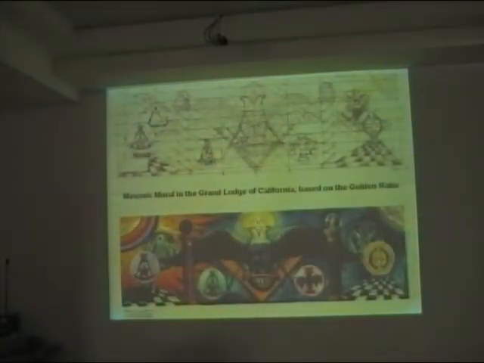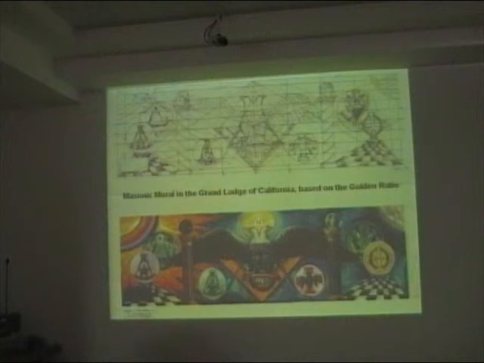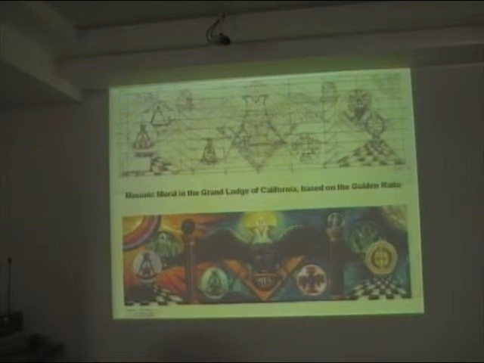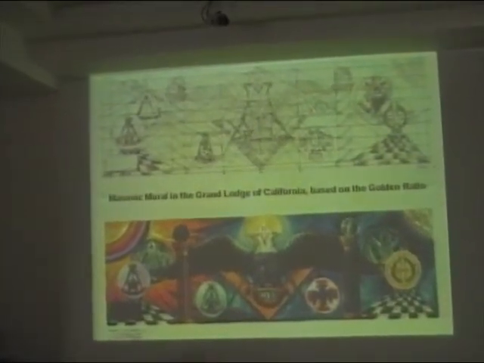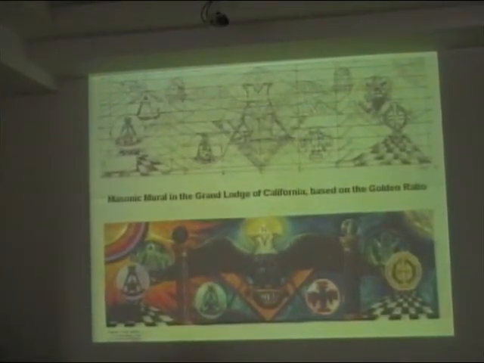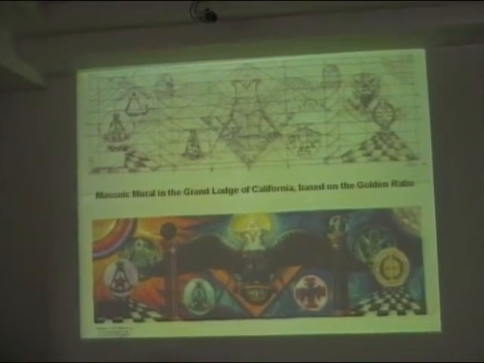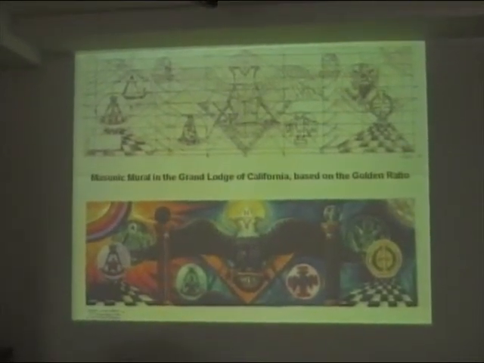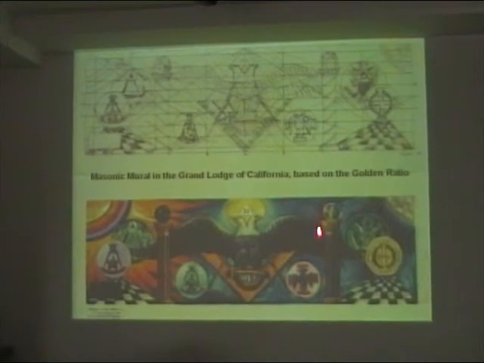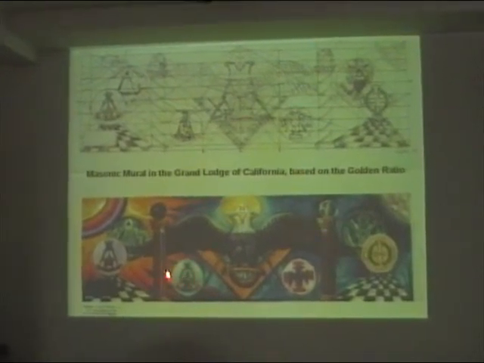All right. I showed you this mural from the Masonic Grand Lodge of California the other day when we were talking about Freemasonry. What I didn't tell you then was that it's constructed of golden rectangles. Basically, what is right here in the center is a golden rectangle. All right?